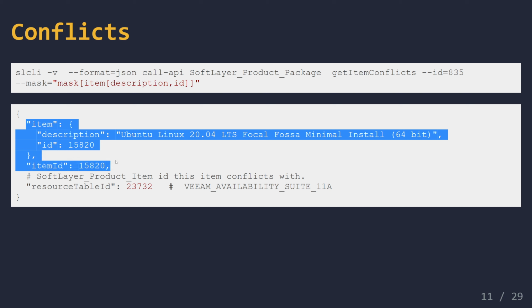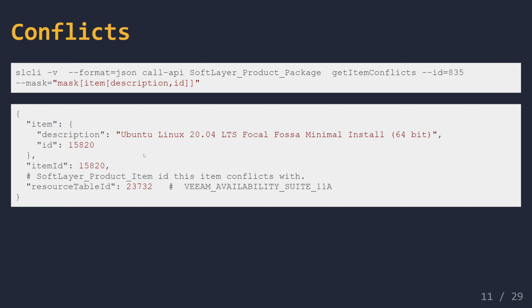So this item, 15820, is Ubuntu Linux, and it conflicts with item 23732, which I know is Veeam Availability Suite because I've looked it up. But this is the item ID this item ID conflicts with. So if you place an order with these two item IDs in it, the API will send you a message about it. And you can figure that out ahead of time with this get item conflicts.